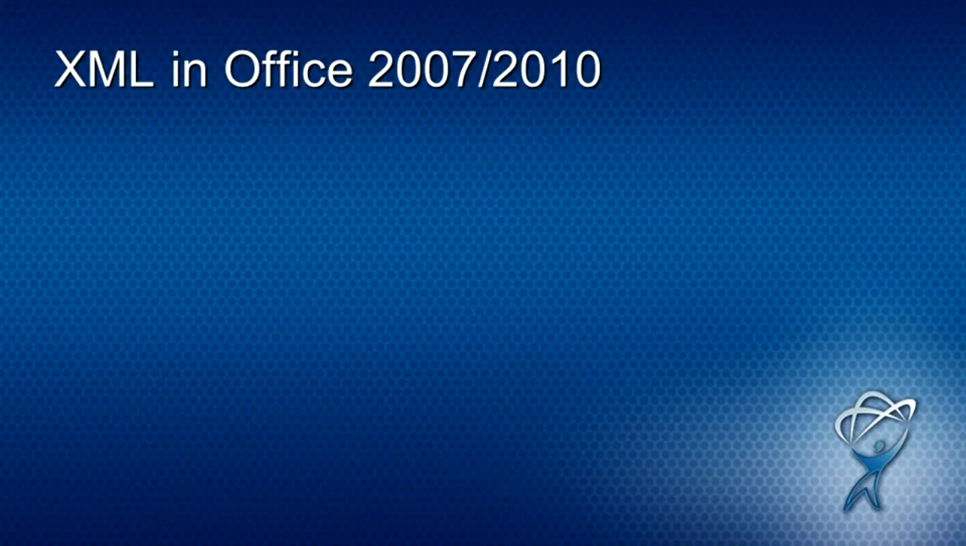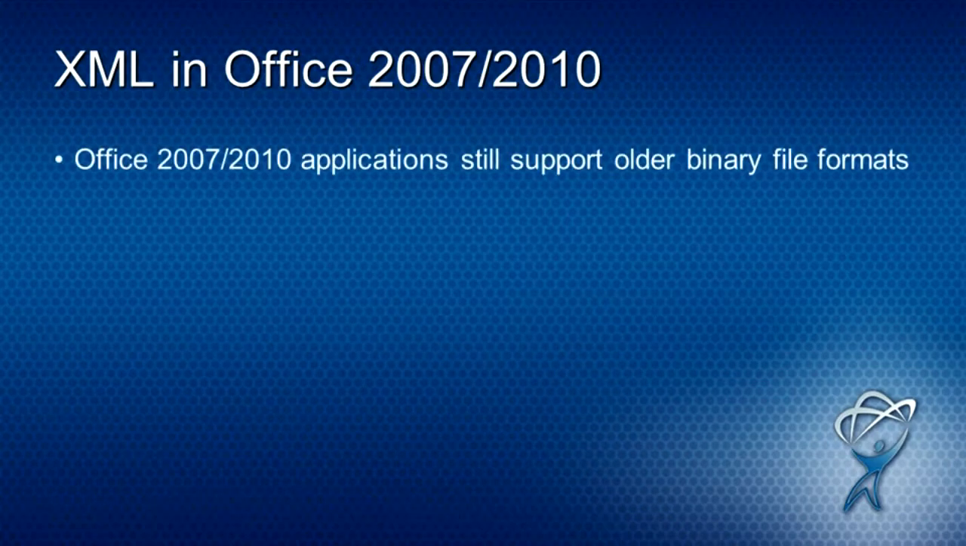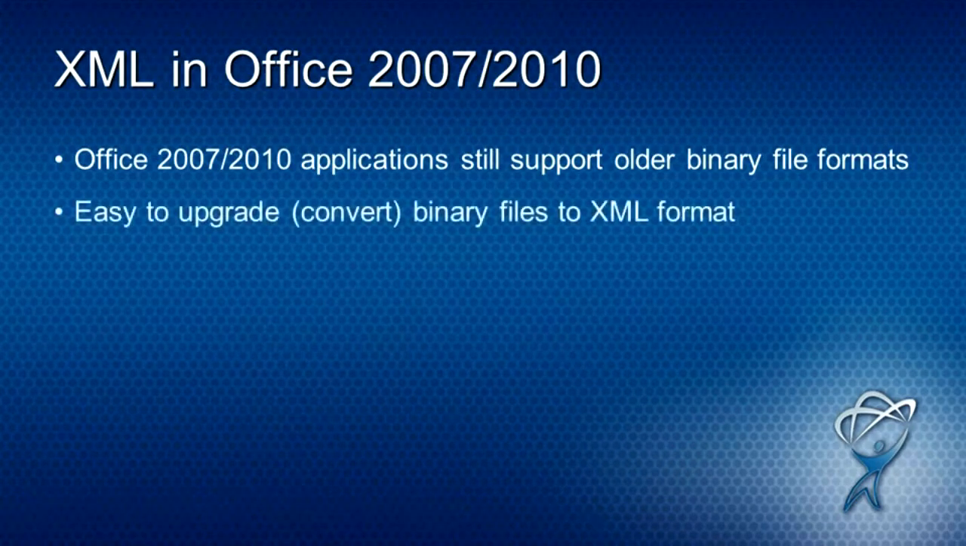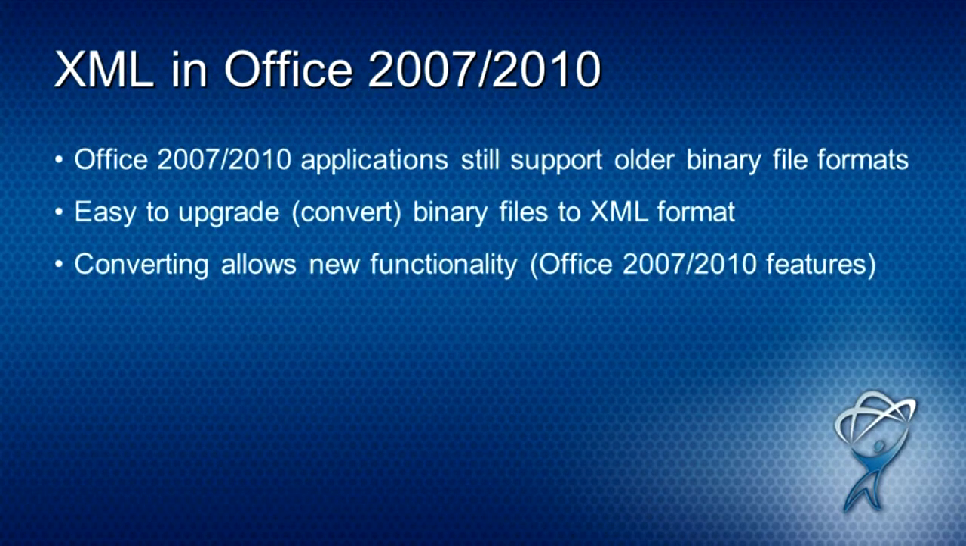So how do we work and what do we care about XML in Office 2007 and 2010? Well, it's important to note that both of these versions still support the older binary formats. So you can still work with the old PowerPoint, Excel, and Word formats that you've always been used to. But it is very easy to upgrade or convert the binary files to the XML format. Converting them actually allows you to have new functionality. This is going to be the Office 2007 and 2010 features that are so phenomenal.